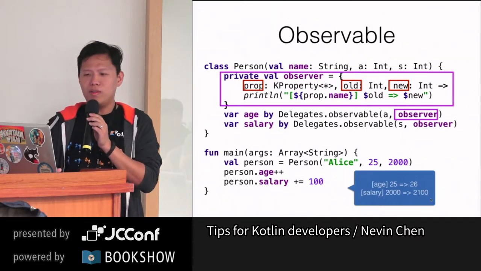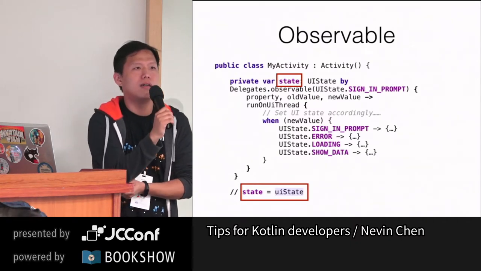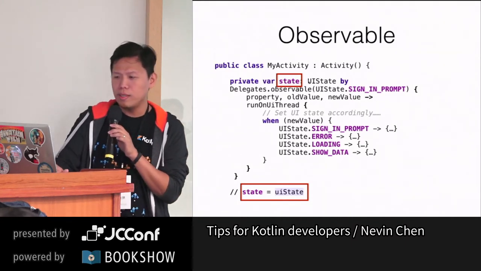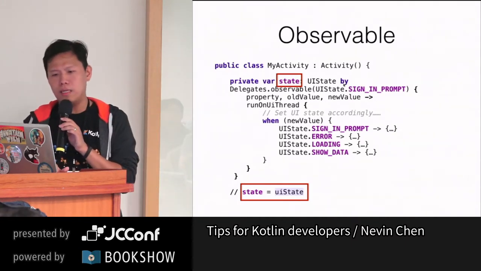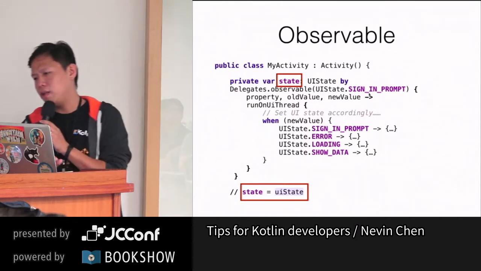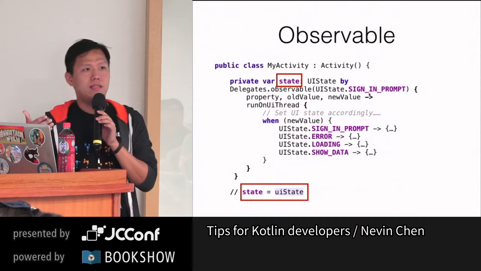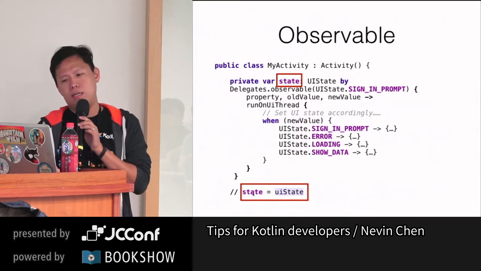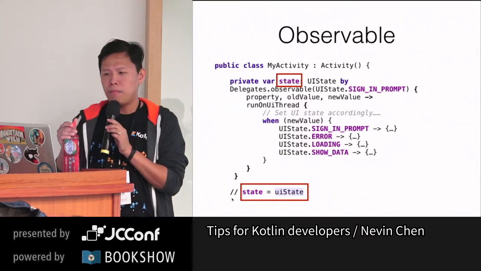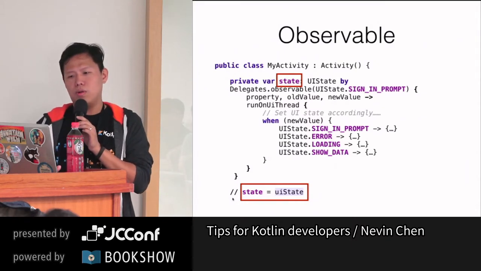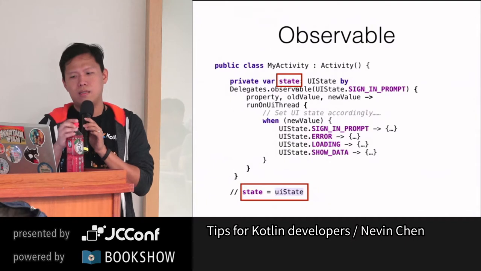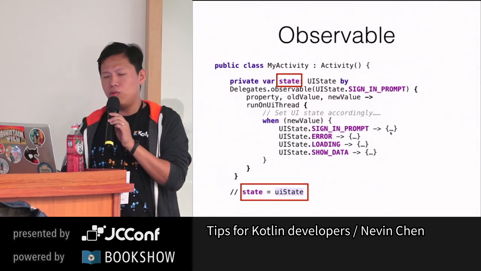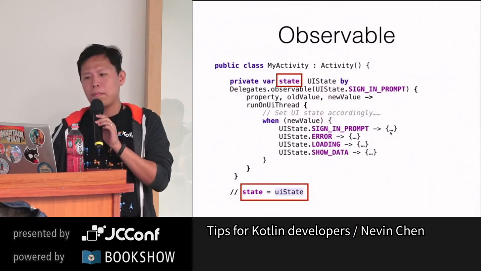So why is this useful? Imagine that you are mutating the state of your Android app. You have a state property called UI state. There's an observable delegation, and firstly you give it an initialized value, like a signing prompt, if you're logged into something. Then while the values change, some people just update the state, like UI state equals the new state, and the observer will change according to the new state, and these curly braces are the UI change, so your code gets cleaner.